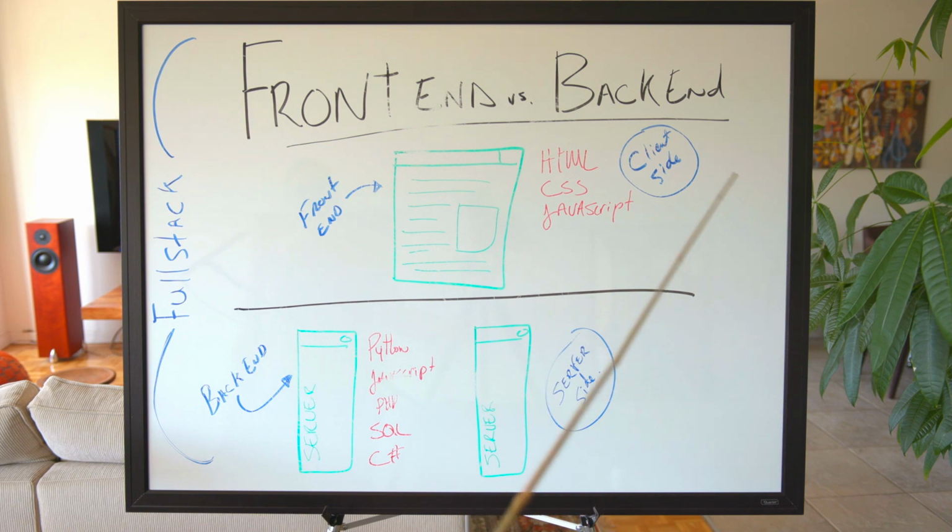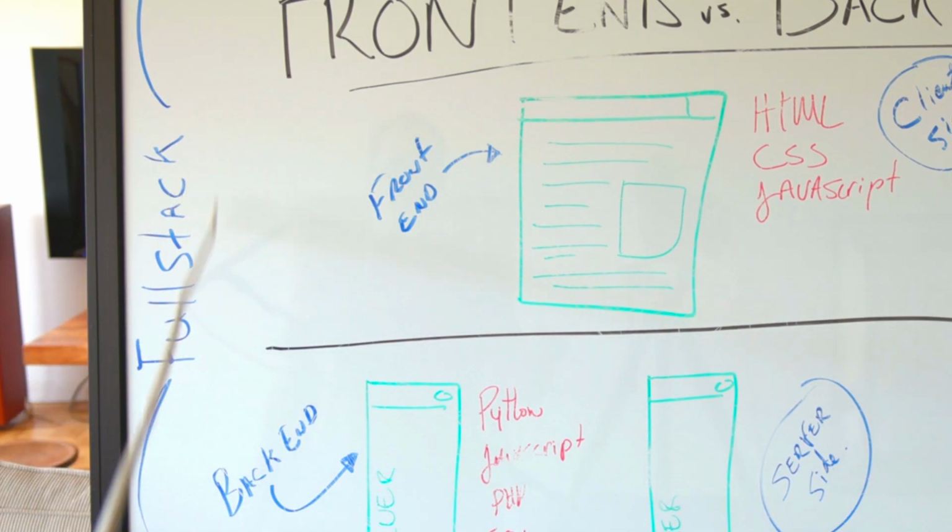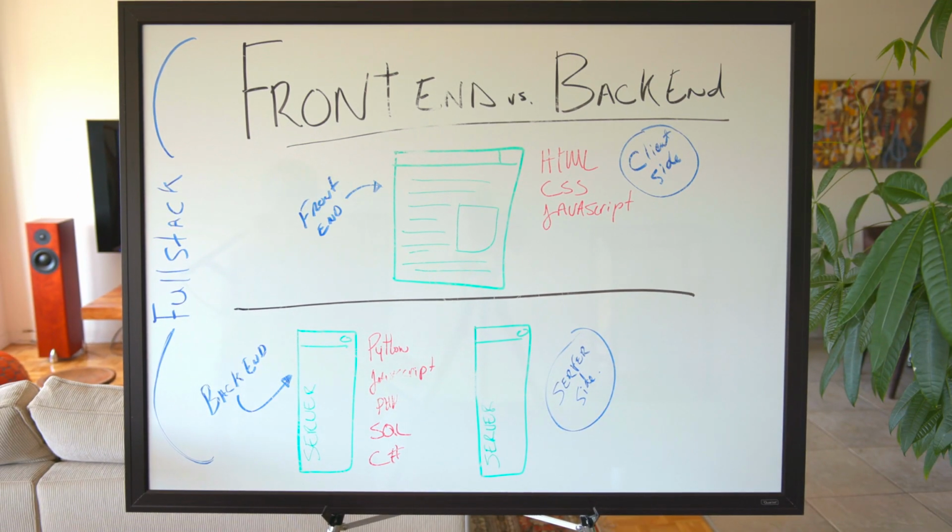So now you understand the difference between the front-end developer and the back-end developer, what roles they play, what kind of code they write. And finally, you have the full stack. The full stack developer does both front-end and back-end coding. So there you have it. That was the whole point. So you've learned front end, back end, client side, server side, and full stack.